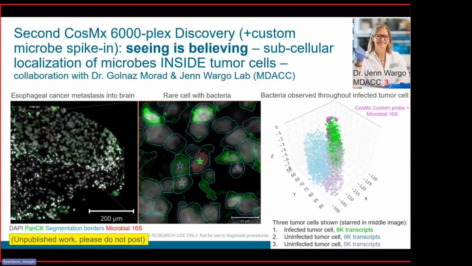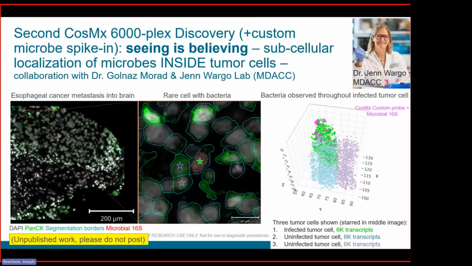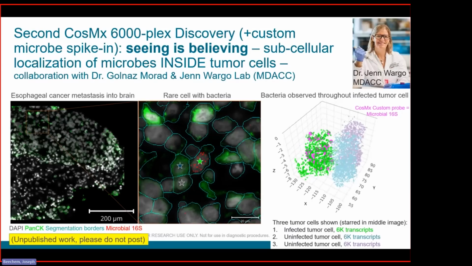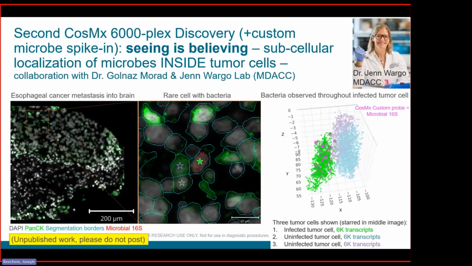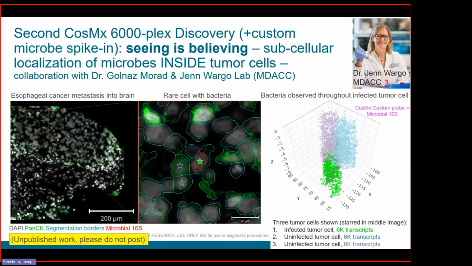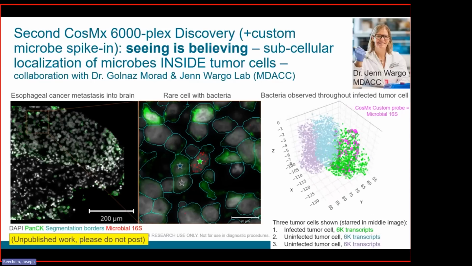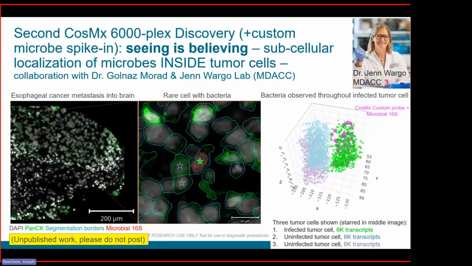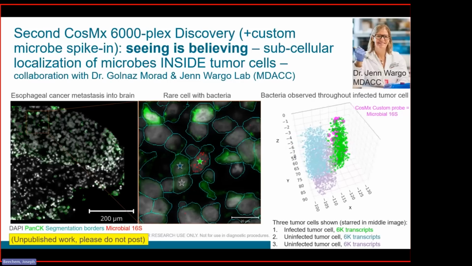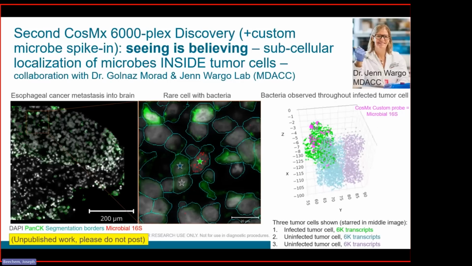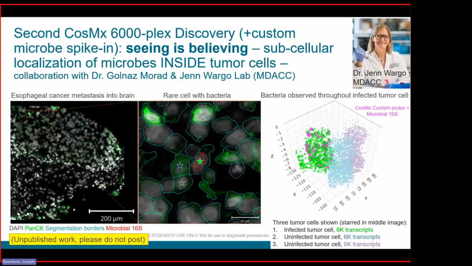Okay, this is one other discovery we made. This is with MD Anderson. We were looking at metastasis from esophageal cancers into the brain. We're imaging at 6,000 plex, but one of the beauties of the CosMx spatial molecular imager is that we can do subcellular imaging. We made spike-in probes that were made for bacteria.